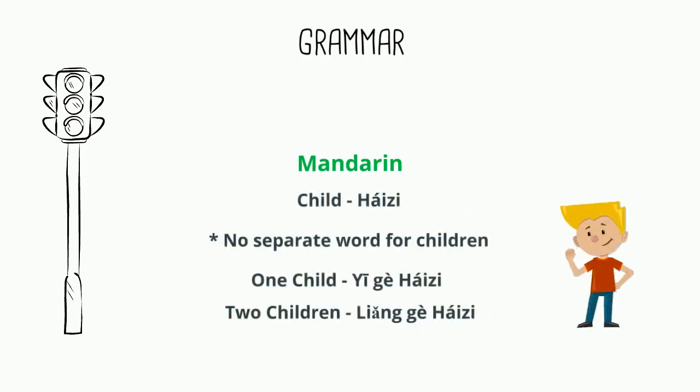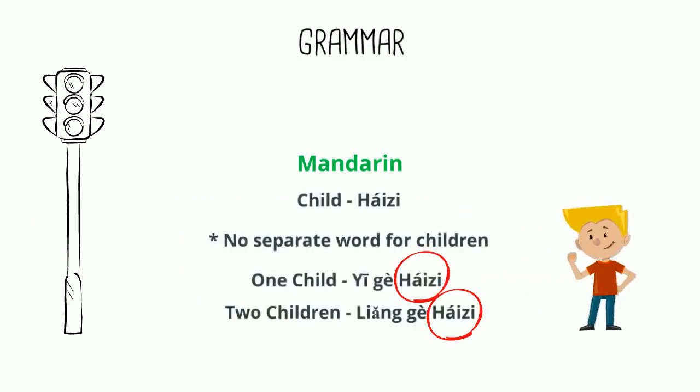Let's start off with Mandarin. The word for child in Mandarin is Haizi. There is no separate word for children. So if you want to say one child is Ika Haizi, two children is Lianka Haizi. If you notice, Haizi remains the same. So if you do direct translation, Lianka Haizi, it could even mean two child, which is incorrect in English.